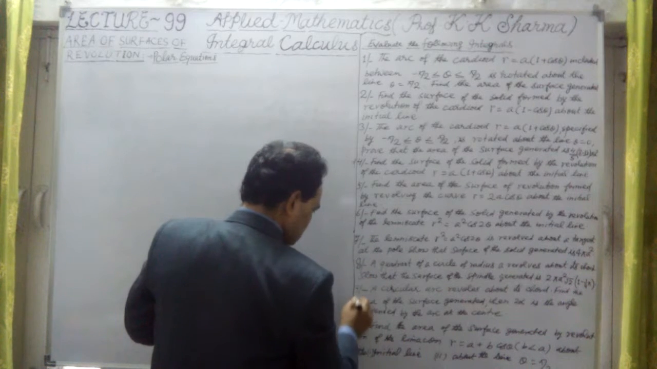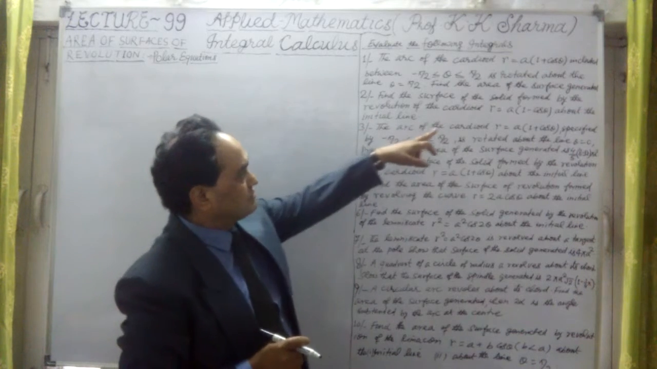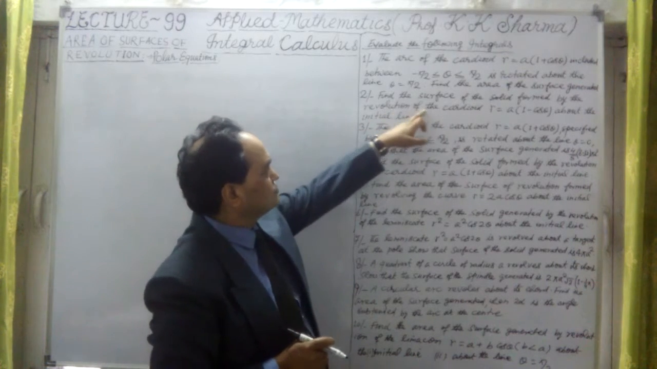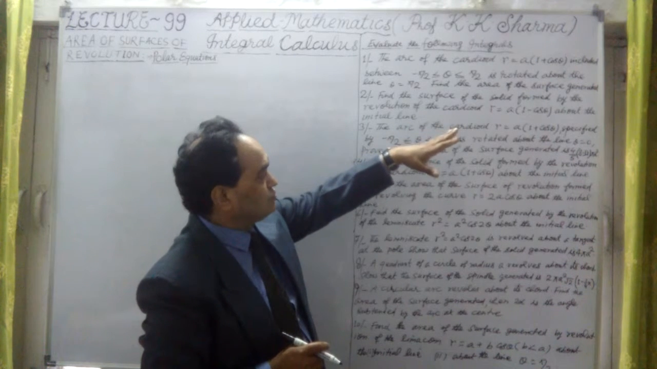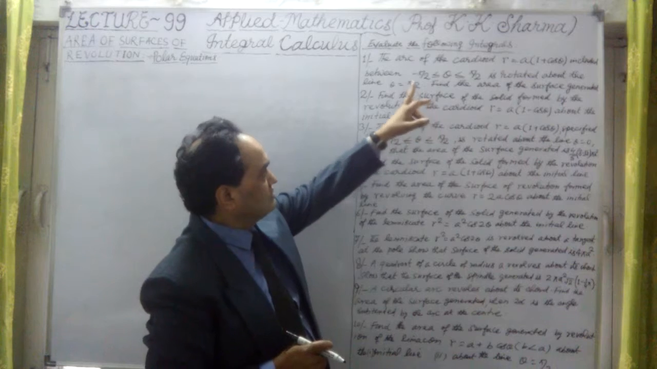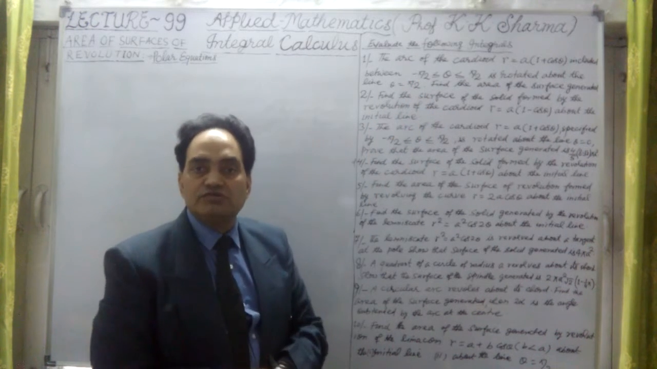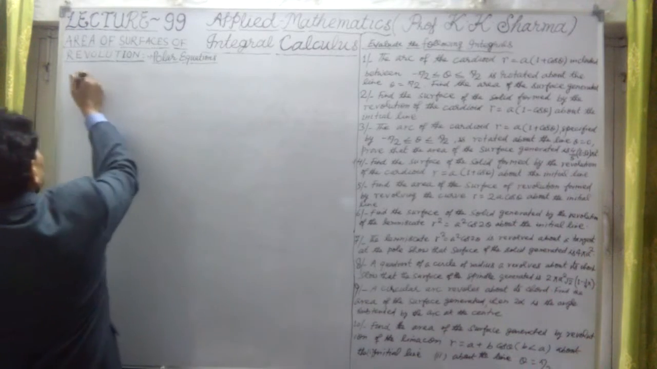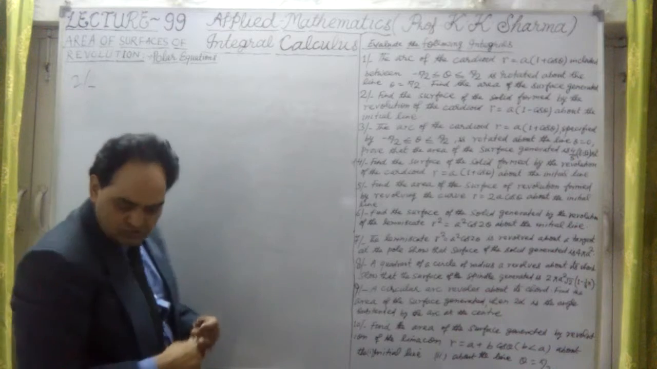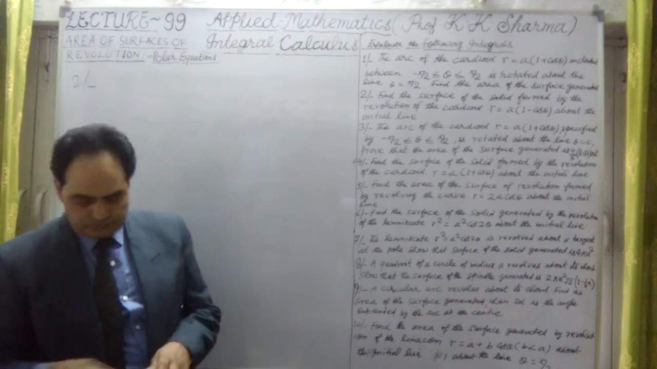Now this is here, second question. Find the surface of the solid formed by the revolution of the cardioid r equal to a into 1 minus cos theta. This is again a cardioid. That was the cardioid, this is also a cardioid. About the line, initial line now. Now it is initial line, so it is pi ds. No problem. Let me first draw the curve, that what kind of curve is this, and then we will solve it.